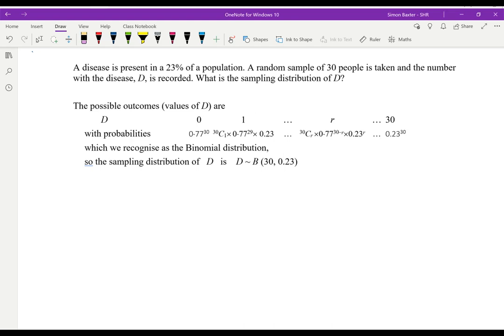This we recognize as the binomial distribution. So in this case, we don't actually have to give a probability table. The sampling distribution of D is binomial 30, 0.23. So you will either be giving a probability table as a sampling distribution, or it might be that it is a standard distribution which you can recognize and write down in a shortened form.